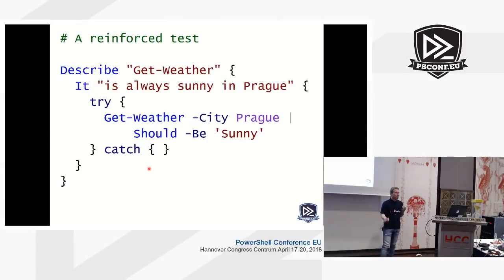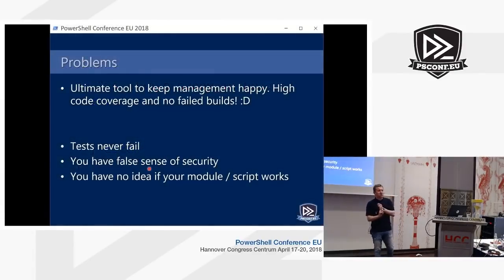So you get a lot of value, an ultimate tool to keep your management happy. All the tests are always green, or your builds are passing. You have a huge code coverage. You can ship directly to production all day, every day. Great, except the product doesn't work. But yeah, who cares about that?